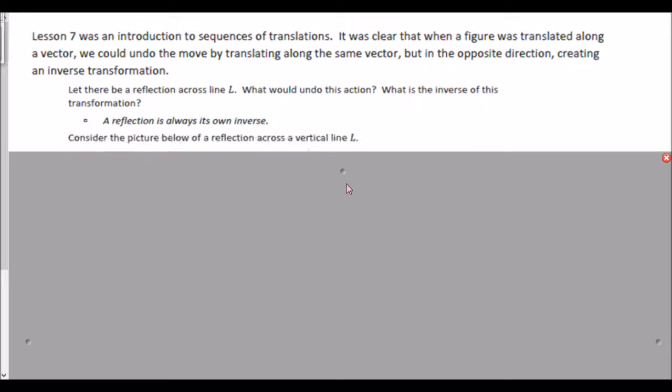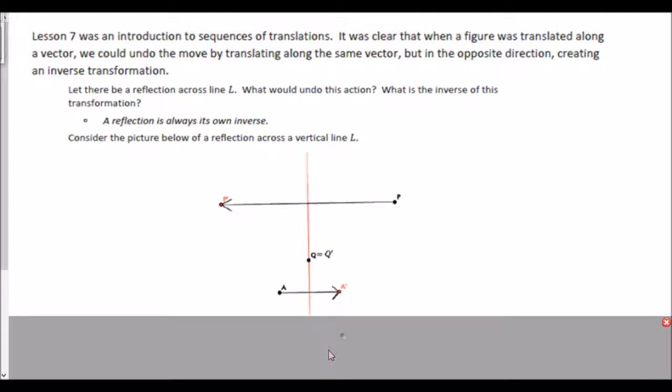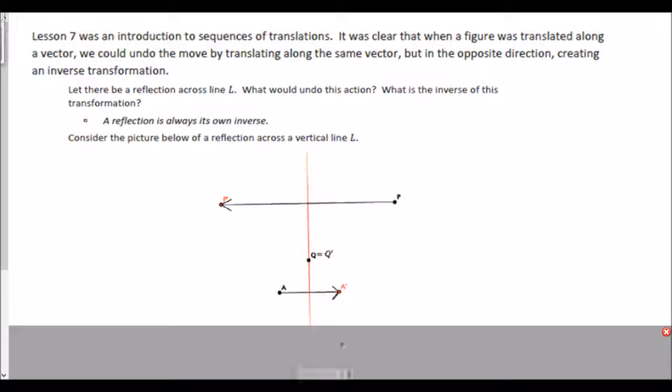Well, if you're reflecting something, it's just going to be that same reflection again. So if I reflect point A here over my y-axis, and I get A prime, how could I get back to point A? Yeah, I just reflect it back over the y-axis. So if I have my transparency, I'm going to flip it back, and you're going to get right back to where you started.